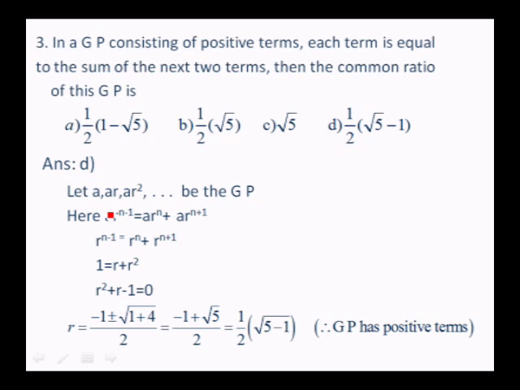Here I delete that minus 1 minus root 5 by 2 because he has given GP consists of positive terms in the problem. Therefore, I take only this minus 1 plus root 5 by 2. So, the answer is half of root 5 minus 1. So, answer is the option D. So, reduce that to the quadratic form, then you can easily obtain the solution.